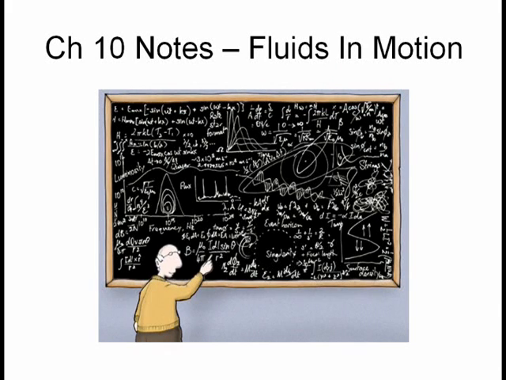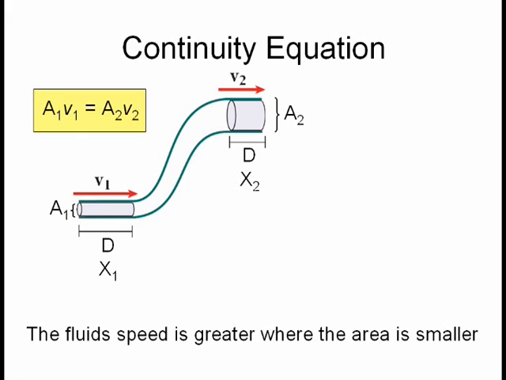Chapter 10 notes, fluids in motion. The continuity equation says that fluid speed is greater where the area is smaller. This is used for water flowing through a tube that has different diameters to it. On the left side we have a smaller area, so we have a faster speed. On the right side we have a larger area, so we have a slower speed.